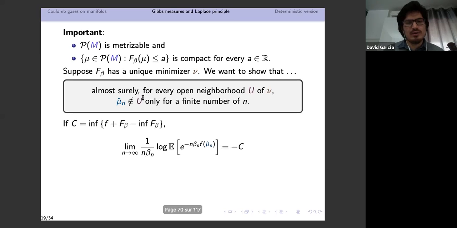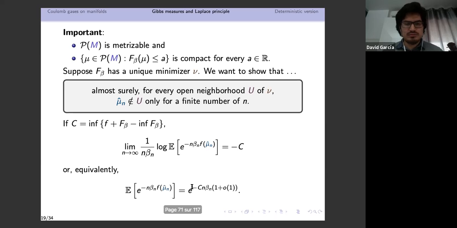And we recall now the large deviation principle is the following. We define now c as this infimum. Then the large deviation principle tells us that the limit of this expression is minus c. Or we can also say it this way: the expected value of the exponential of minus n beta n f evaluated at mu n hat behaves like the exponential of minus c times n beta n. So in this way, it seems nicer to see, I think.